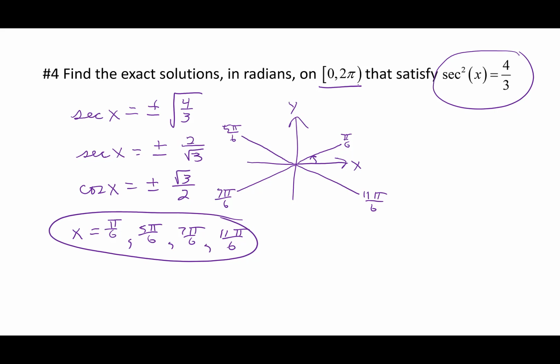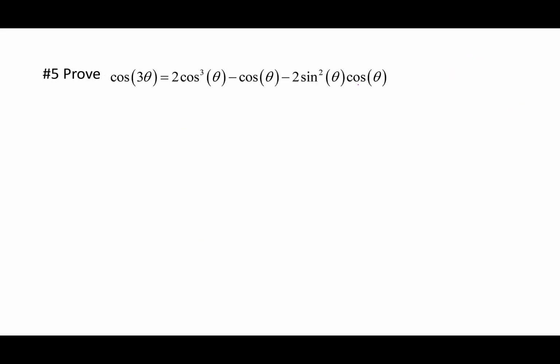All righty, moving on. Number 5, we have a proof here, and I believe I've written this proof out so we can just look at the solutions here. We're going to prove the cosine of 3 theta equals 2 cosine cubed theta minus cosine theta minus 2 sine squared theta cosine theta. Where we usually have the rule to start with the more complicated side, here, if we have cosine of 3 theta, I would start on that left side.